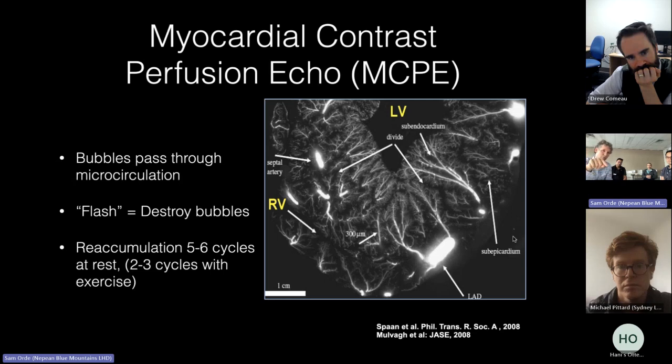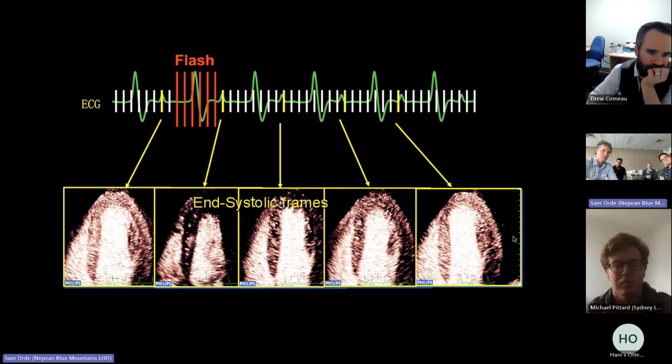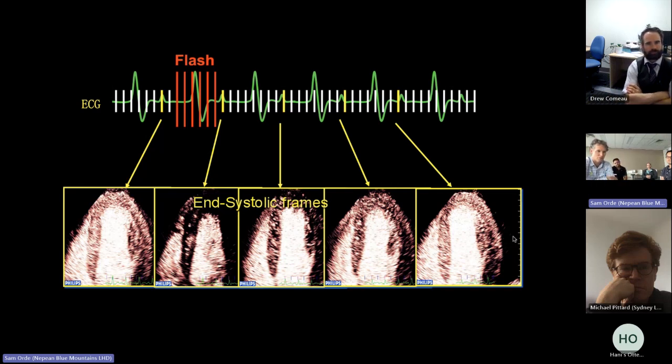Now, with the contrast, I told you before that it goes through the microcirculation of the pulmonary circulation. That means it also goes through the microcirculation in your systemic circulation, and that includes the microcirculation in the myocardium. So what we can do with echo contrast is, if I try and explain it like this Mayo cartoon shows, if you've got the contrast inside the heart, you can provide a burst of higher intensity ultrasound, at normal ultrasound levels for half the cardiac cycle, and it destroys the bubbles in the area where you're sending the ultrasound waves through.